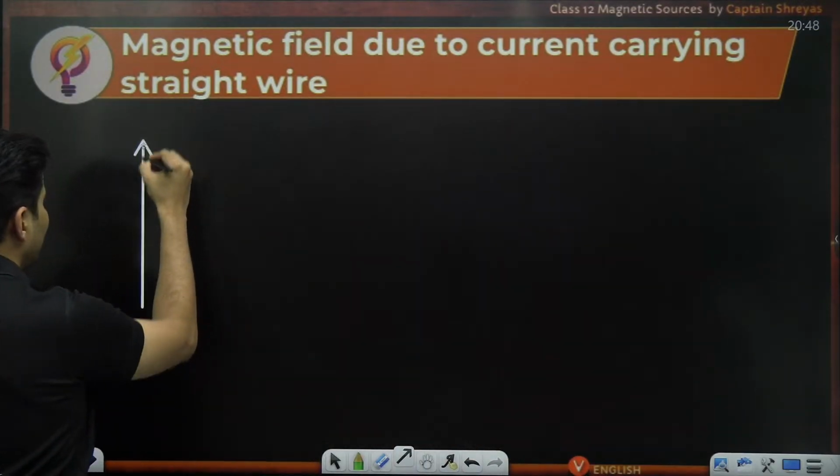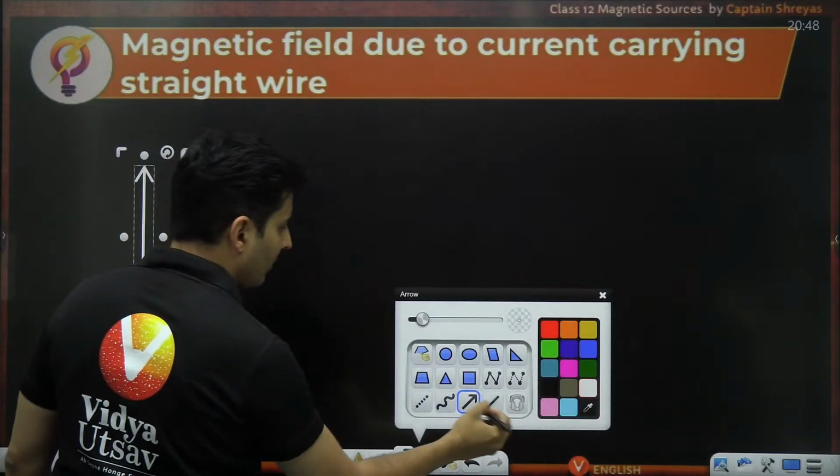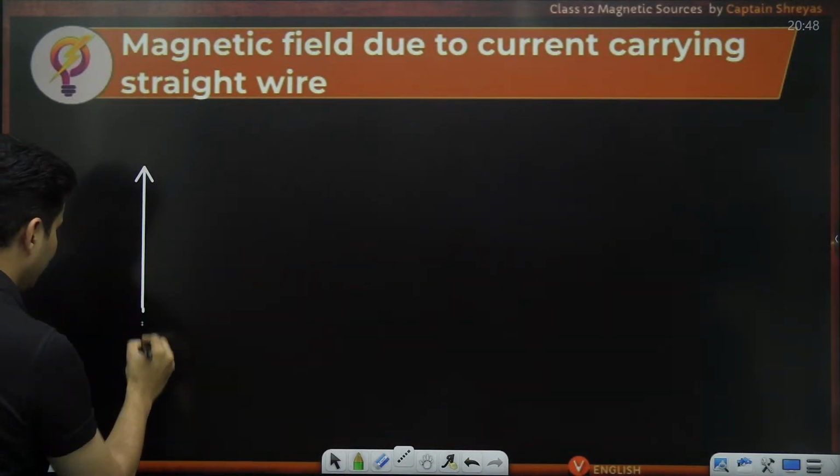These are the kind of wires. One is infinitely long wire.